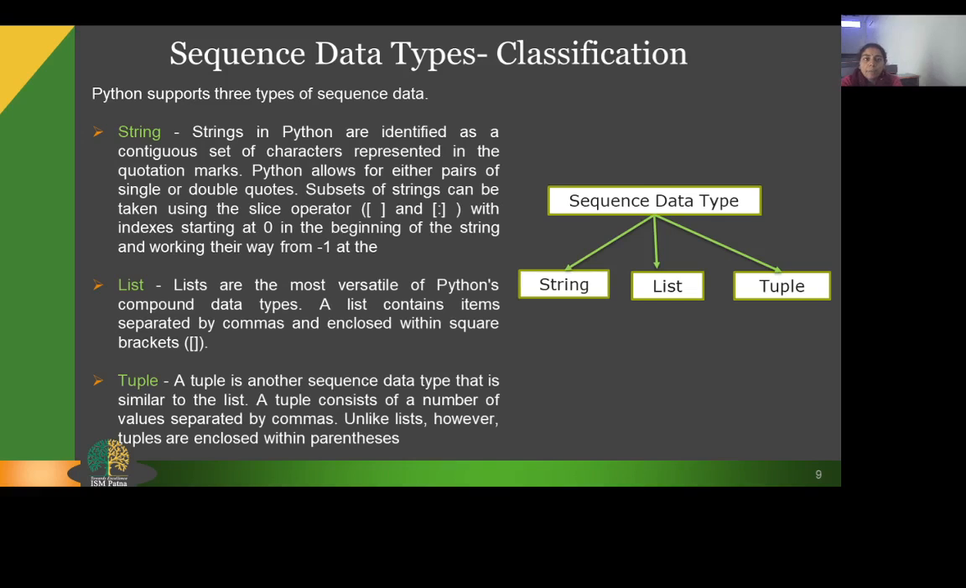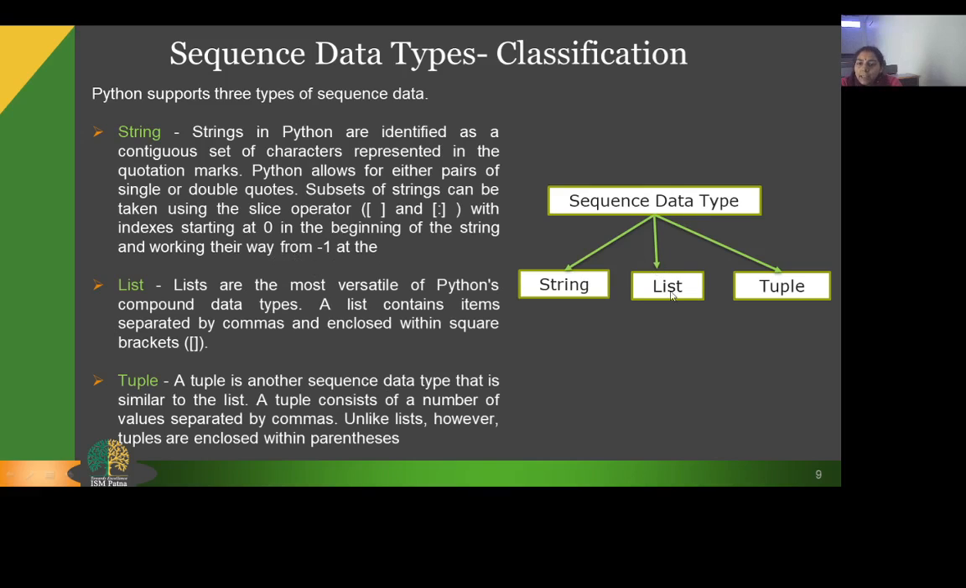Moving to the next data type, that is sequence data type. Python supports 3 types of sequence data type: string, list, and tuple. Strings in Python are identified as a contiguous set of characters represented in quotation marks. Either you can use single quotes or double quotes. Python allows for either pairs of single or double quotes. A string can be accessed by creating a subset. We can create a subset of a string using the slice operator with indexes starting from 0. Also, it works for negative values.